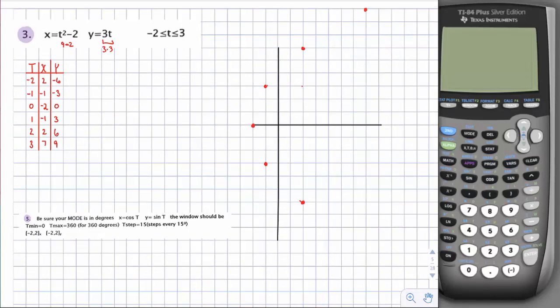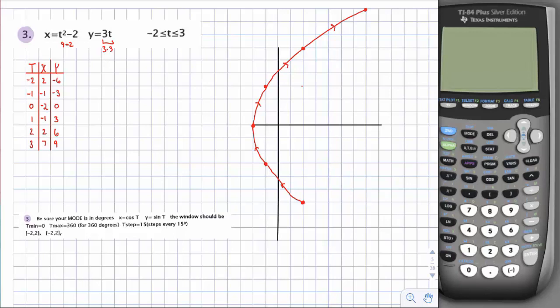So again, when we graph this, it's about the direction that I'm traveling. It looks like we got a part of a sideways parabola here. So we graph it and we draw our arrows to dictate the direction of this curve.